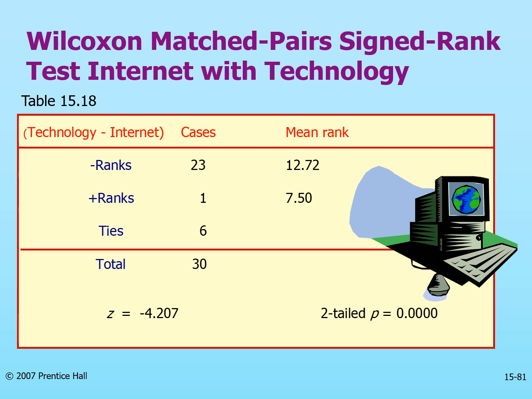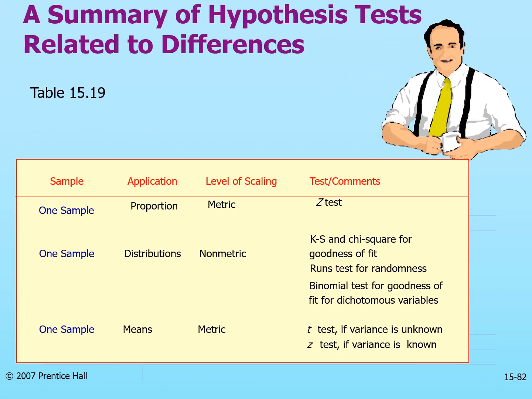So here the results are being given. The Z value is minus 4.207, the two-tailed test P value is 0.03, and ties have happened for 6 cases. I have given here in this PPT table number 15.19.